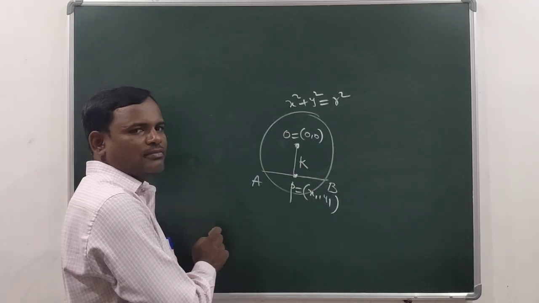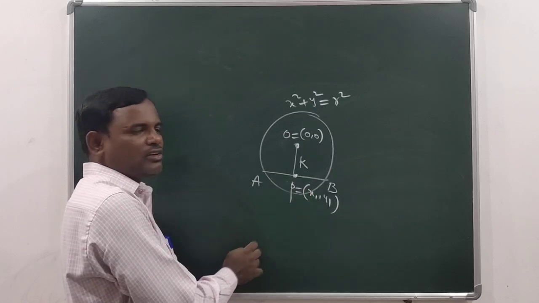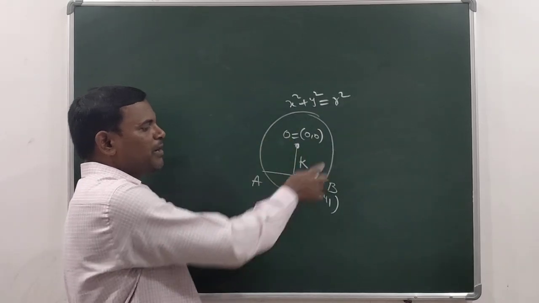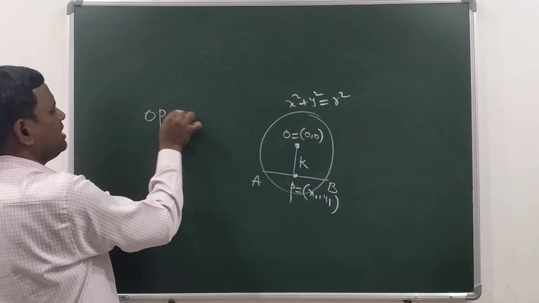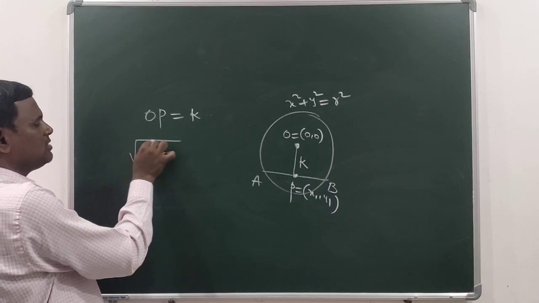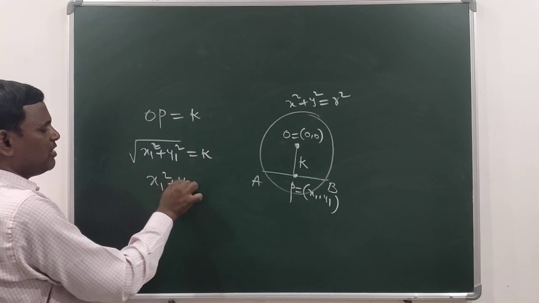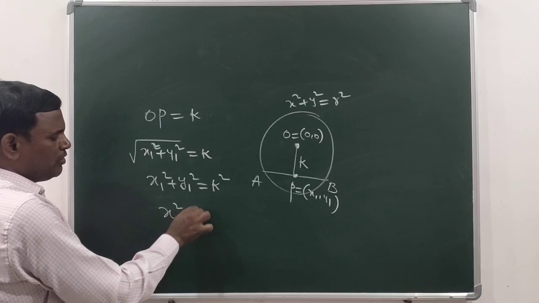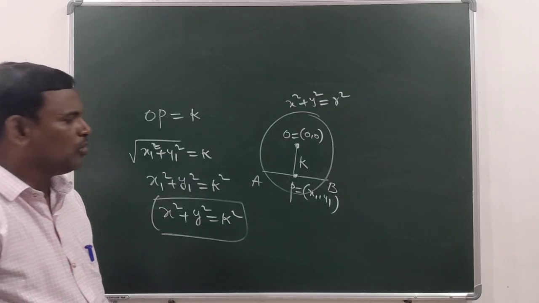So here I took a chord AB. I identified the midpoint coordinates x1, y1. Here this length is given as k units. Now we have to find this midpoint locus. How do you find it? Very easy. Just take OP equal to k. That's it. What is the distance from O to P? Square root of x1 square plus y1 square is equal to k. Now take square on both sides: x1 square plus y1 square is equal to k square. Now replace x1, y1 by x, y so that you get x square plus y square equal to k square. This is our required locus equation.